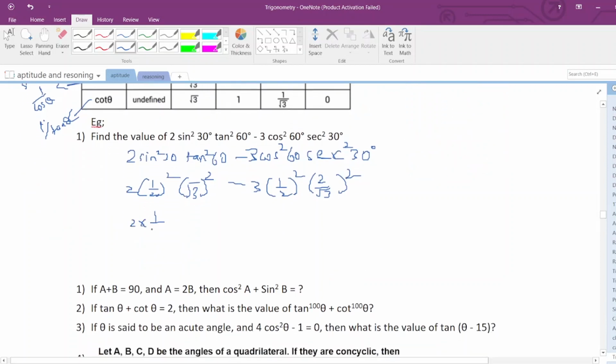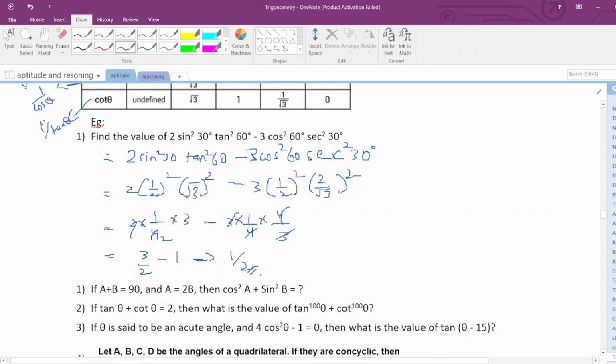2 into 1 by 4 into the square root cancels, we will get 3. Minus here 3 into 1 by 4 into 4 by 3. 3 cancels, and we will get 2 ones and 2 twos cancel, and 3 by 2 minus 4 cancels, right? So 3 by 2 minus 1, which is equal to 1 by 2. So the answer is equal to 1 by 2.